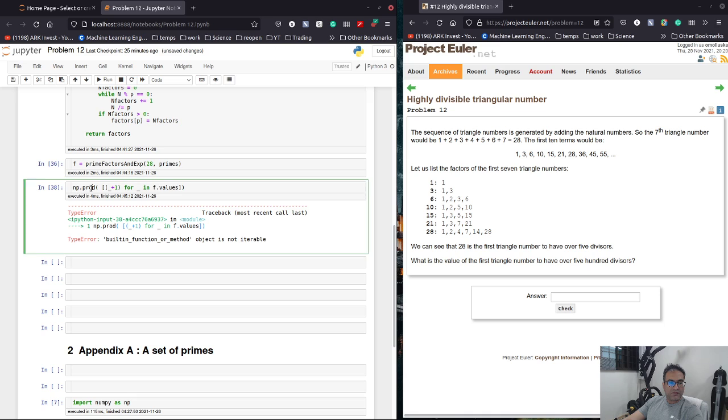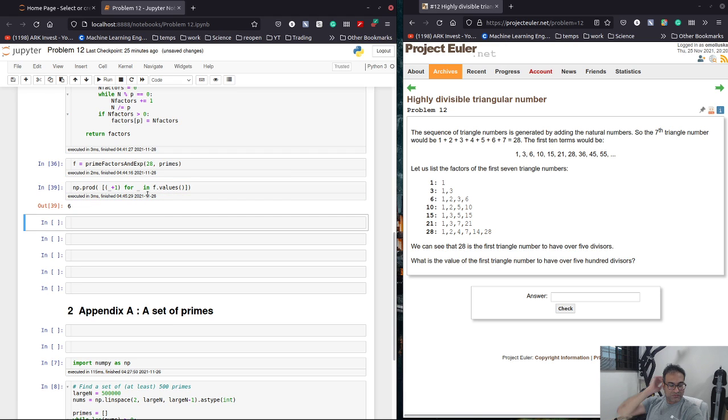Built-in method object is not, okay. Values. 6. I think that is the number of factors. I think it is a number of factors. Okay, how about 21? Or number of divisors. Okay.